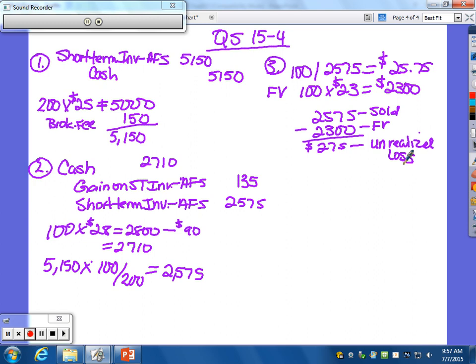What do we debit and what do we credit? Fair value adjustment. We just talked about this in that last problem. Unrealized loss. Unrealized loss of $275. What do we credit? Fair value adjustment. $275.